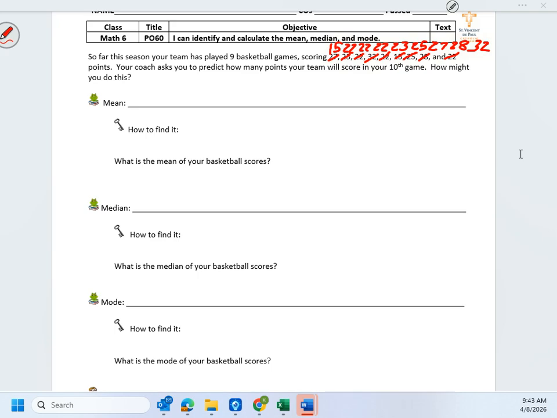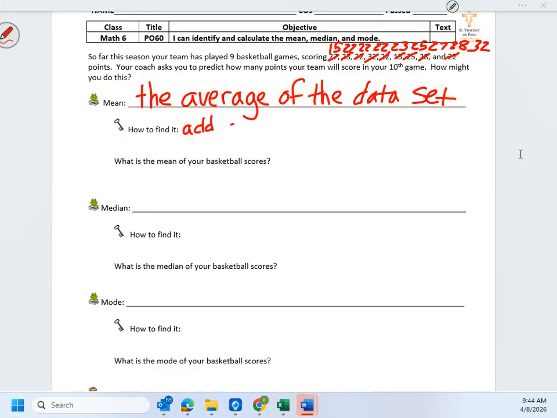We're gonna write down definitions, and we learned from the last test, definitions are important, right? We're gonna wanna include those on our help sheets. So we're gonna write down some definitions, how we find it, and then we're going to figure out what those are having to do with those basketball scores. So our mean is the average of the data set. And we talked about how to find it. You add all the numbers together.